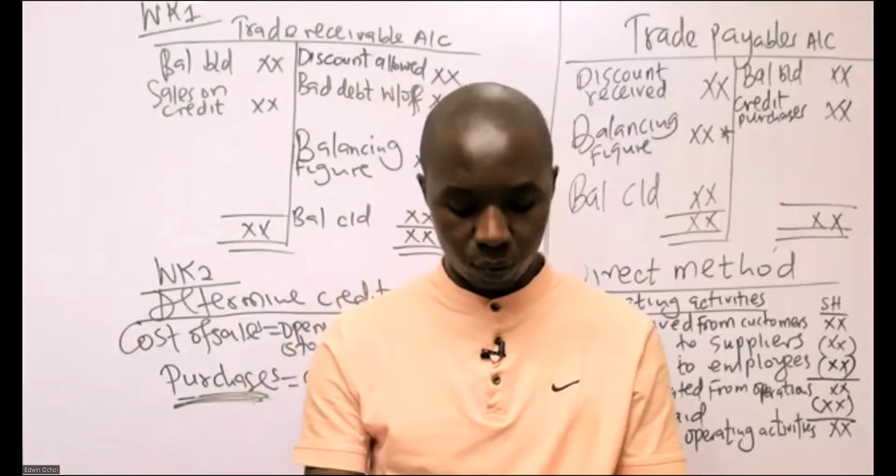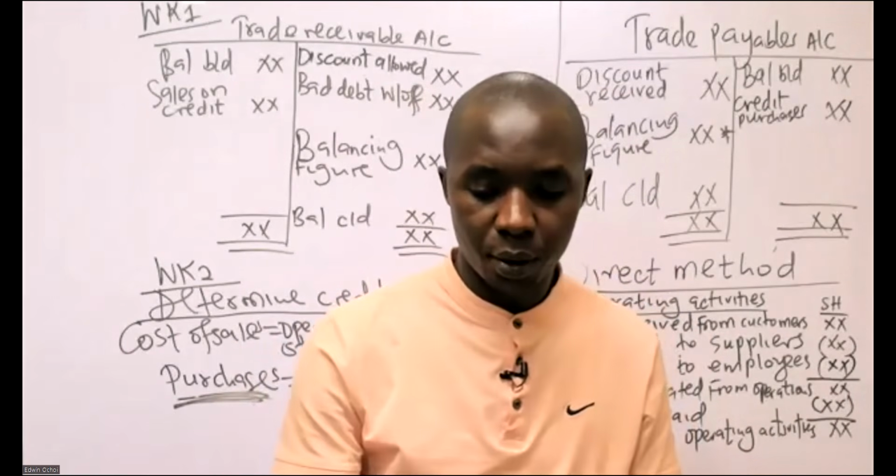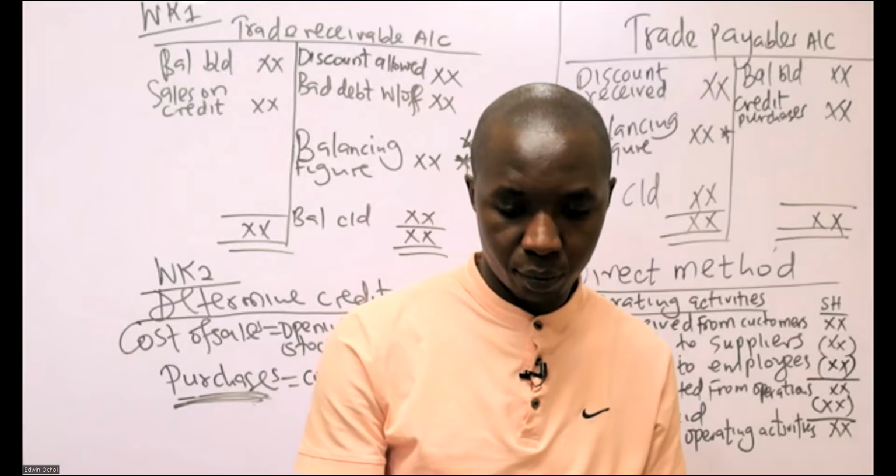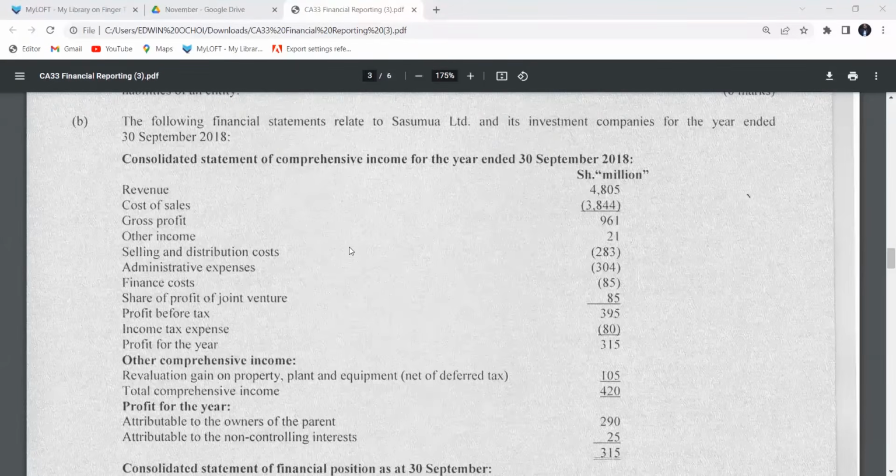So we are going to do that question, November 2018, question 3B, presentation of cash flow statements. They were saying that the following financial statements relate to Sasmua Limited and its investment companies for the year ended 30th September 2018.